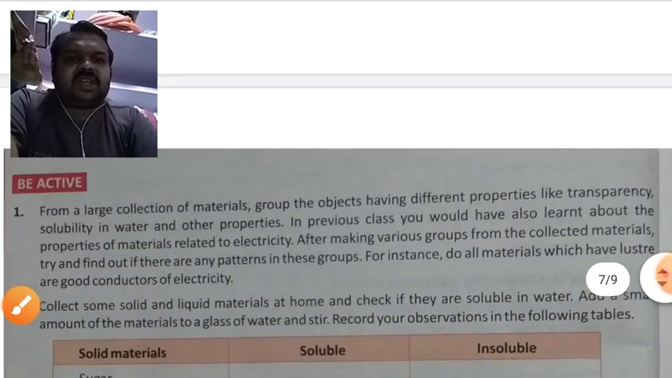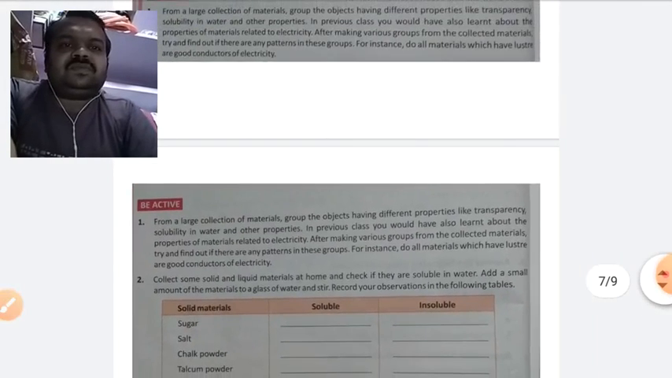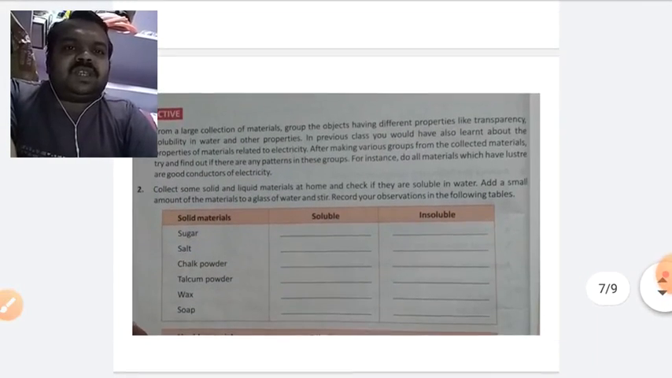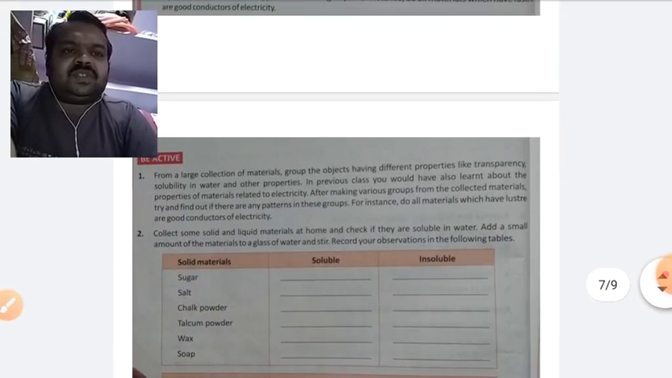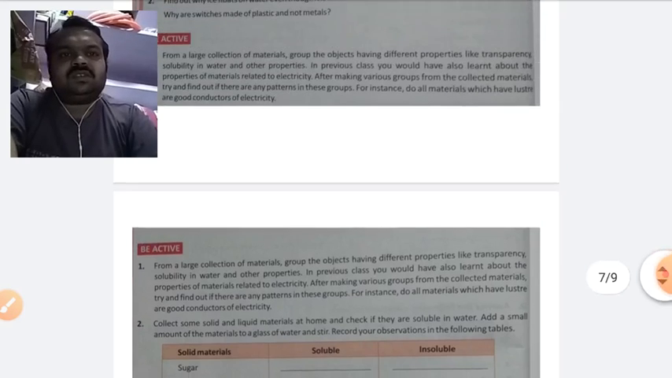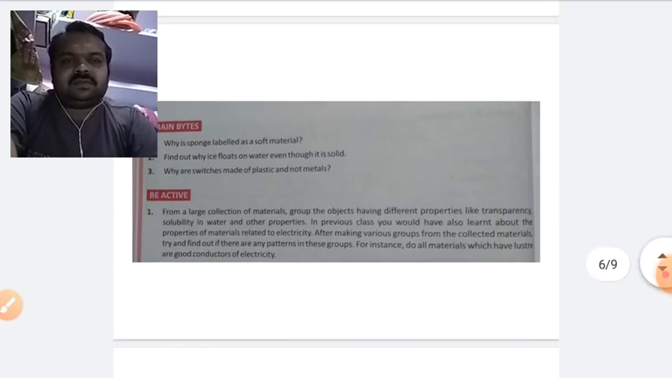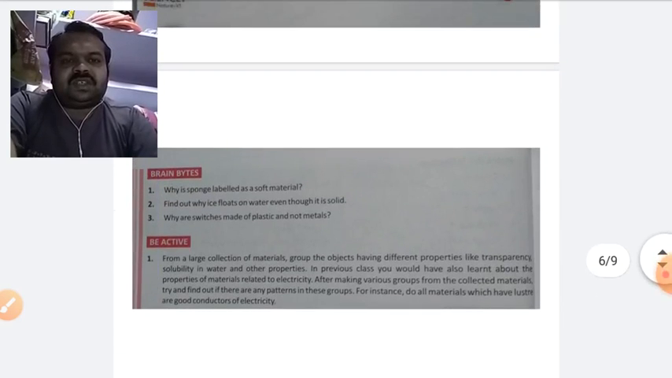So take the screenshot of this portion. Take the screenshot so that you can do it at home as a homework. Pause the video and take the screenshot. These three questions are here in Brain Bites.